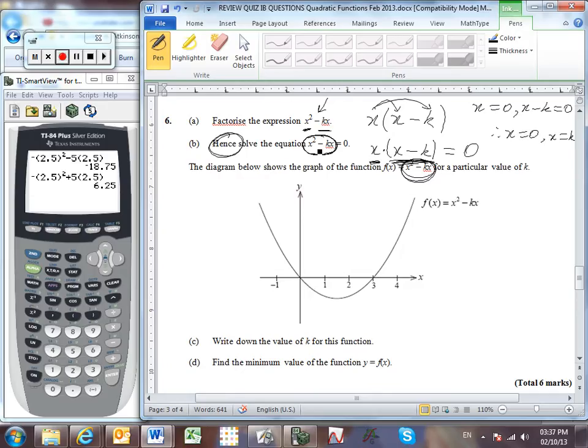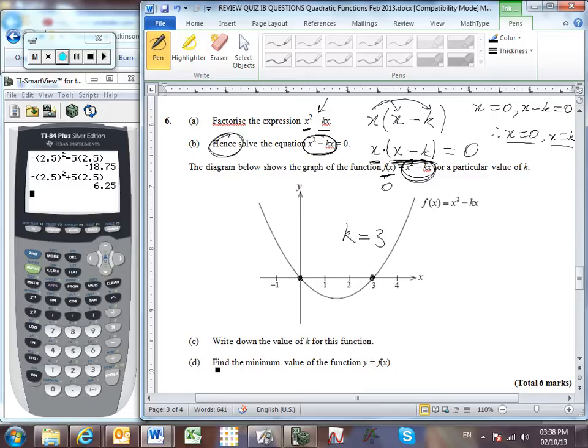Now if we said x squared minus kx is equal to 0, meaning that this thing is 0, we discovered that our two solutions were x equals 0 and x equals k. Look, here's the x equals 0, and here's the x equals k. That must mean then that k is equal to 3.